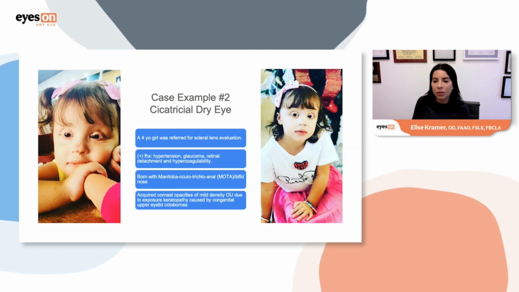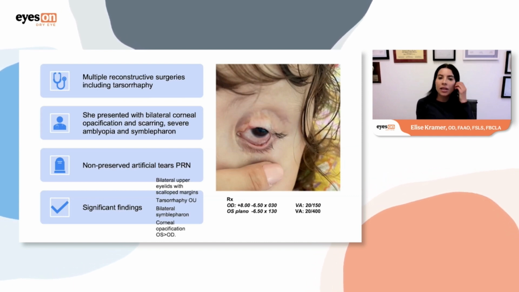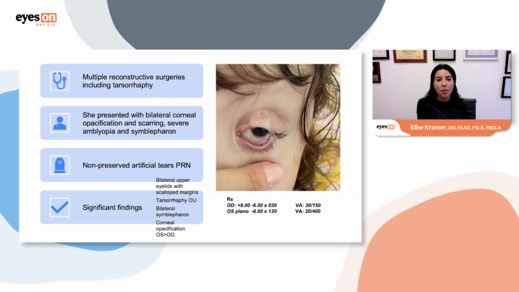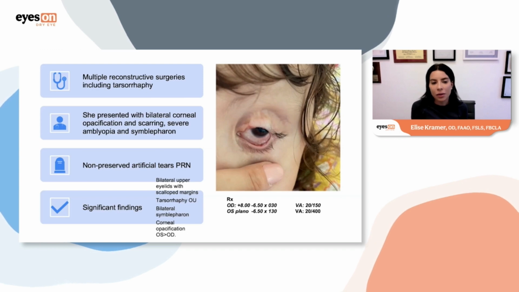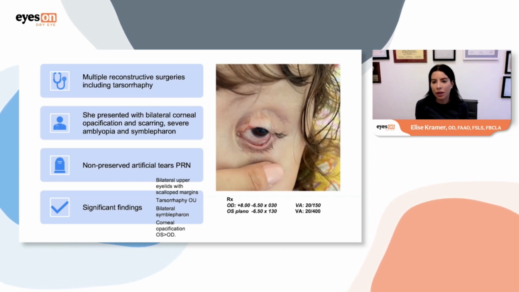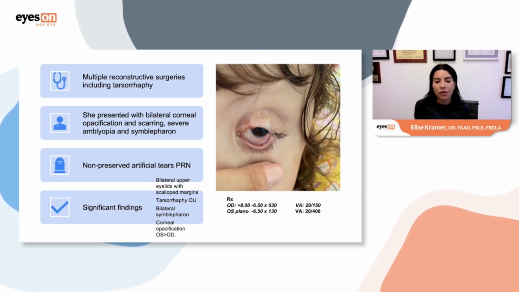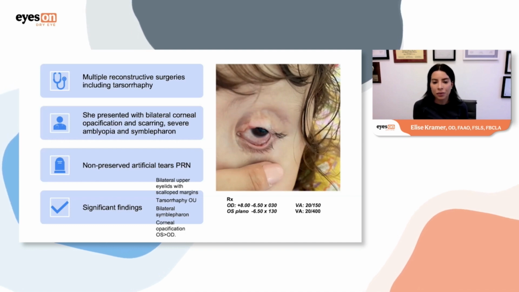There were multiple procedures that were done. She had multiple reconstructive surgeries, including tarsorrhaphies. She presented with bilateral corneal opacification and scarring. She has severe amblyopia. Remember, she's 4 years old. She also has symblepharon. The only thing she was using was preservative-free artificial tears at this point. She had tarsorrhaphies, as I mentioned, but the significant findings were bilateral upper eyelids with scalloped margins, like you can see in the photos.